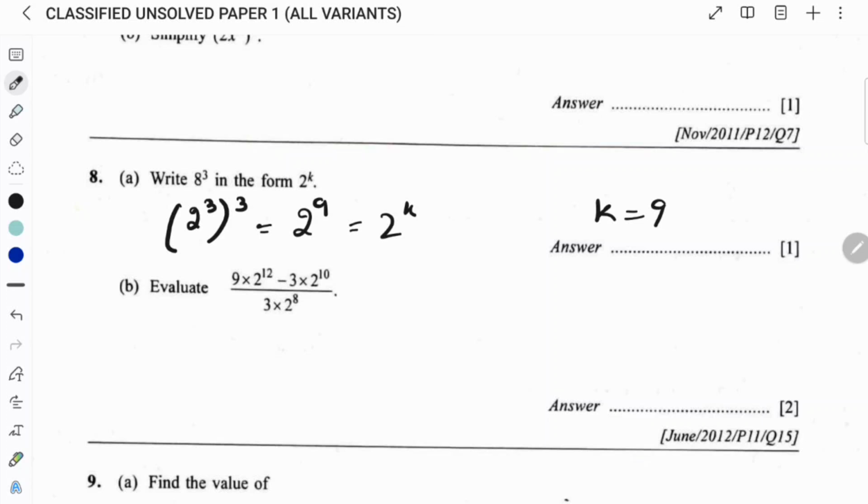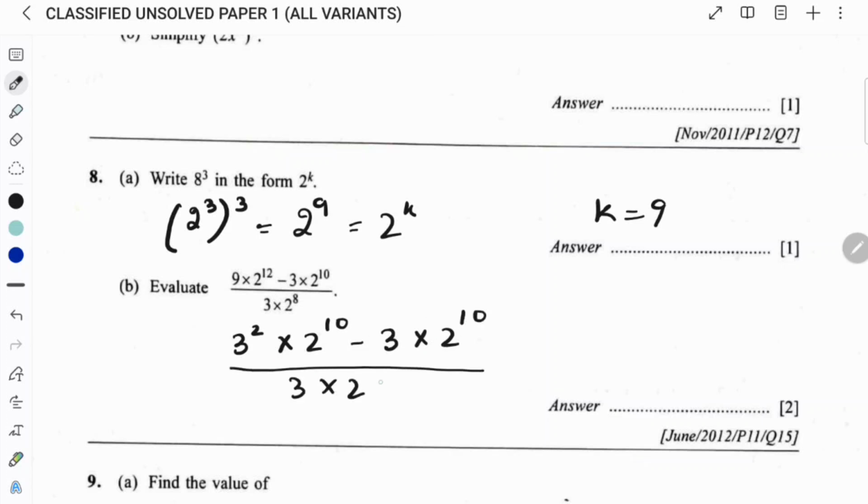Evaluate the next part of it. 3 squared, you can make it as 3 to the power 2 into 2 to the power 12 minus 3 into 2 to the power 10, divided by 3 into 2 to the power 8.